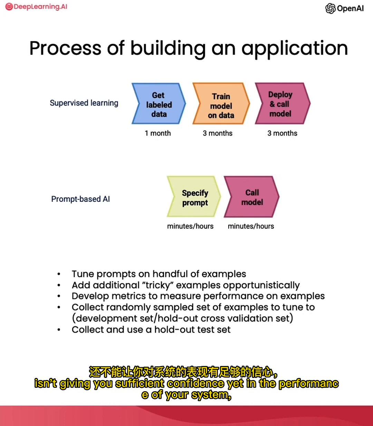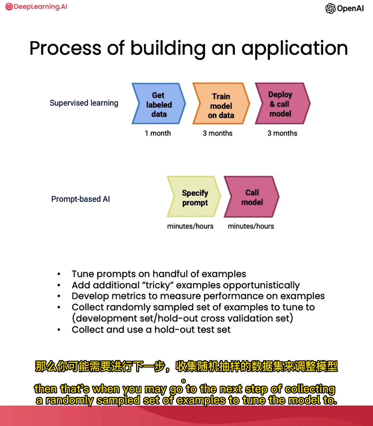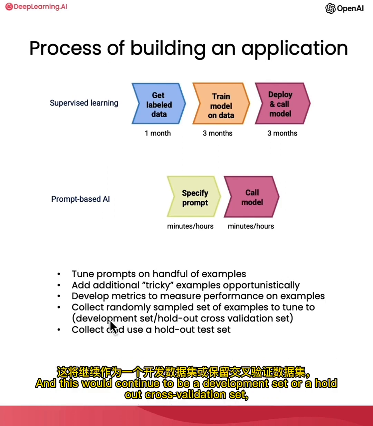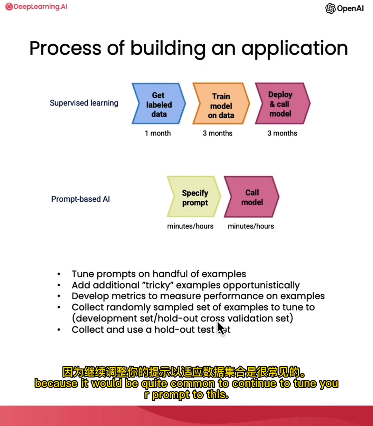Now, if your hand-built development set that you're evaluating the model on isn't giving you sufficient confidence yet in the performance of your system, then that's when you may go to the next step of collecting a randomly sampled set of examples to tune the model to. And this would continue to be a development set or a holdout cross-validation set. It could be quite common to continue to tune your prompt to this.